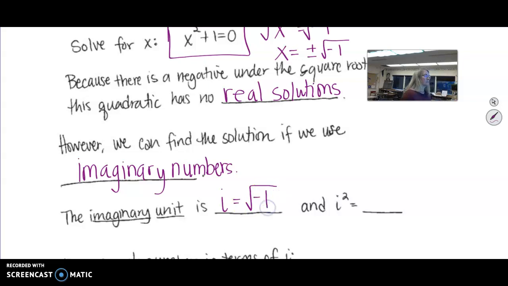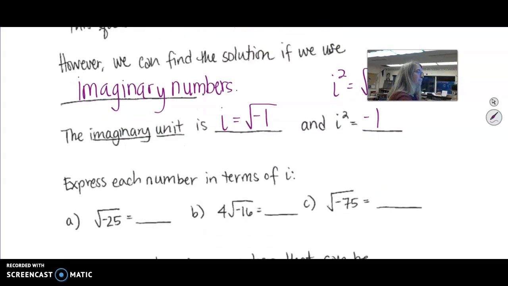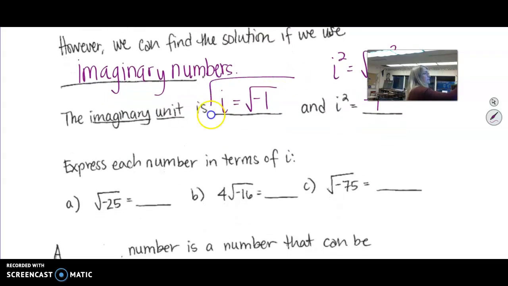It is equal to the square root of negative 1. That's called the imaginary unit. And then if you take i squared, that means we would square the square root, which cancels out. So i squared is equal to negative 1. And this is a big part of the basis of what we're going to need to know.